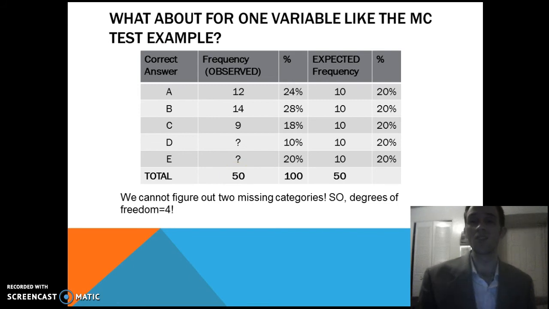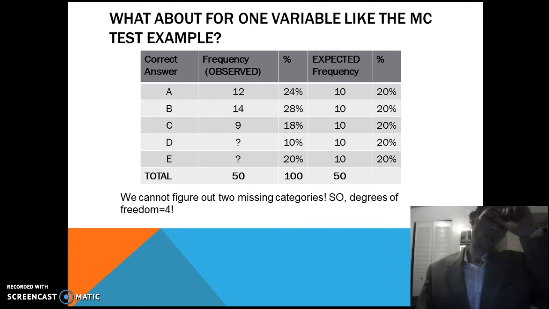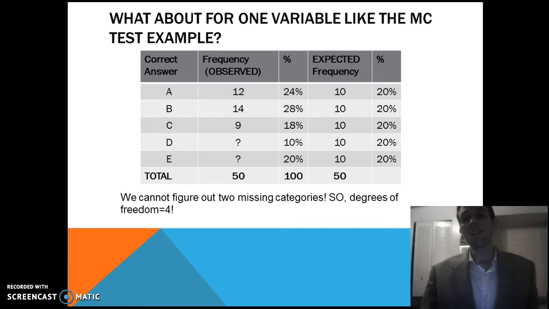What if I take away 2? Now we're dead in the water, right? Because we know that D and E have to add up to 15, but we don't know if they're both missing. We don't know which one is 5, which one is 10, or if one is 12 and one is 3, if one's 11 and one is 4. We have no way of knowing just based on these marginals and 2 missing cells.